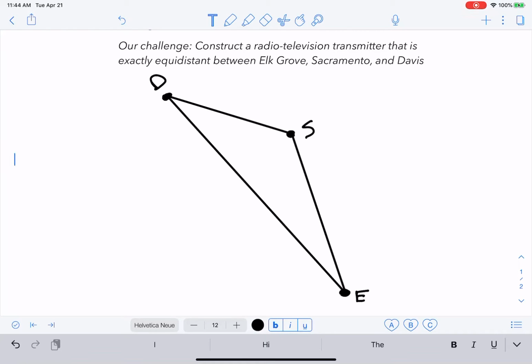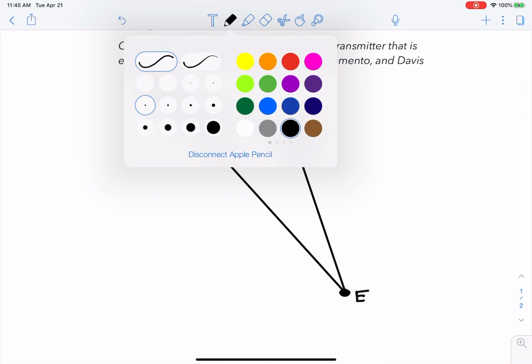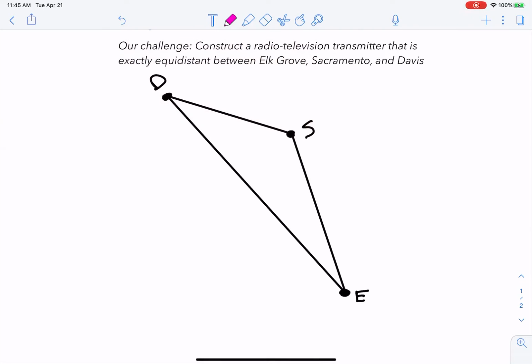And this seems like the kind of thing that would require some fancy civil engineering to do, figuring out the exact right location for the radio television transmitter. But it turns out that we can do it just using the method of constructing perpendicular bisectors. So let's check it out. I don't have a compass here, so I'm not going to be able to make exact perpendicular bisectors, but we can take a good guess here.